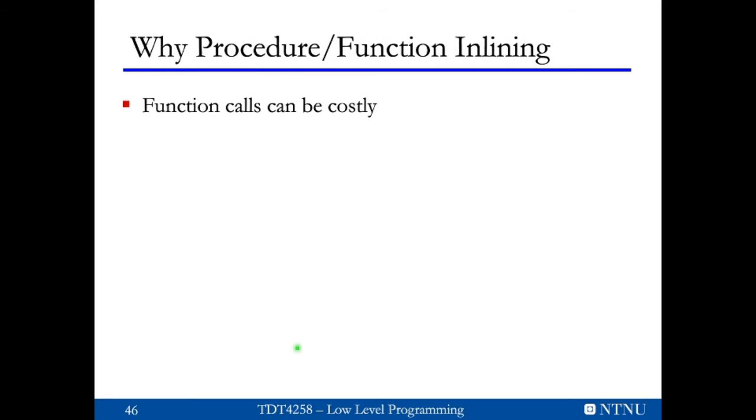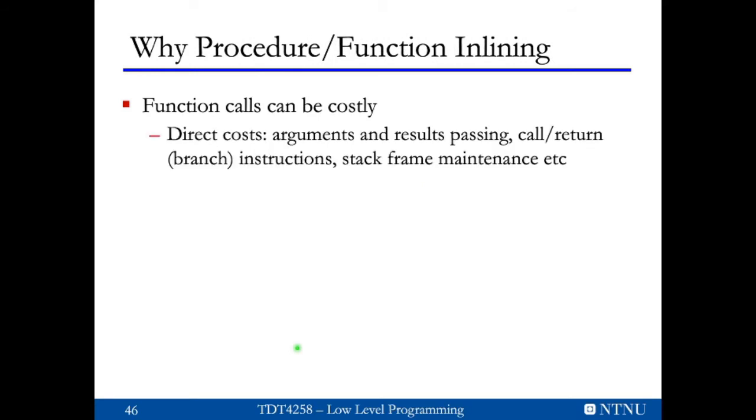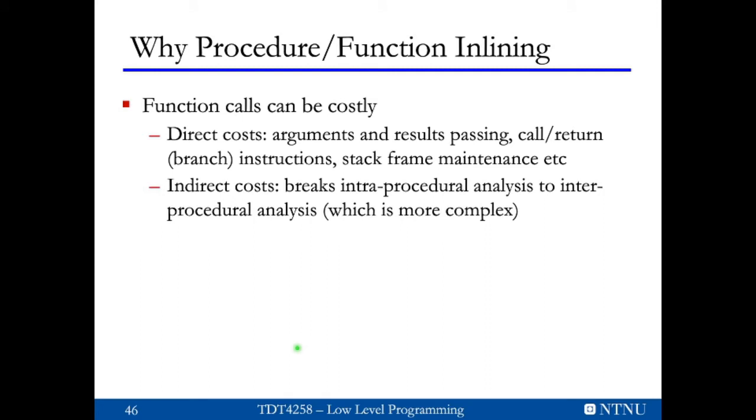So we've already seen function calls can be costly. Arguments and results need to be passed on the stack or in registers. We have call and return instructions. We probably have to flush the pipeline. We have to take care of our stack frame and so on. So essentially, these are direct costs. We also have indirect costs because we are switching to a different basic block. We are breaking intra-procedural analysis because we need to analyze data and control flow between procedures now. So this makes it more complex and more difficult.